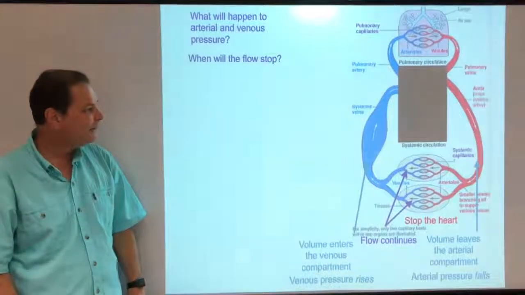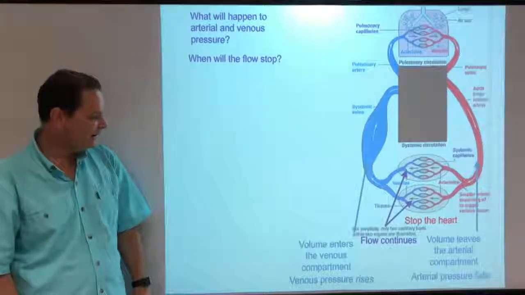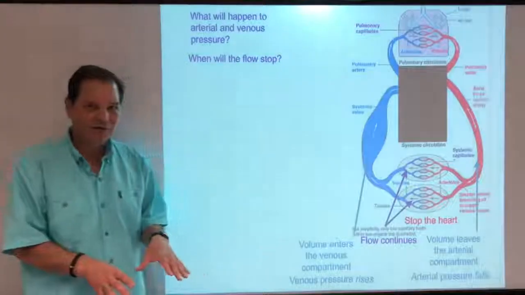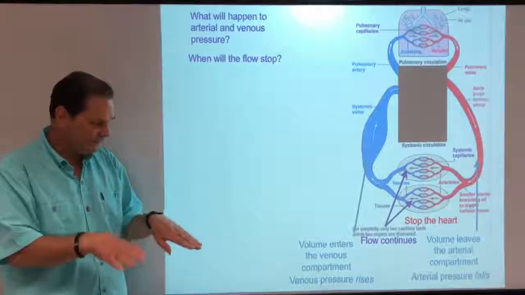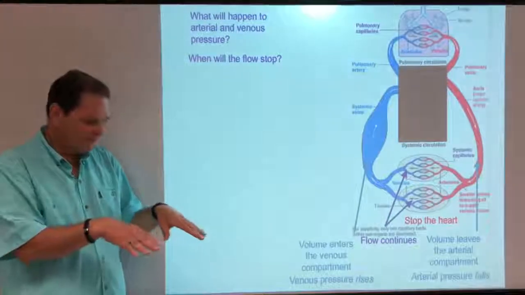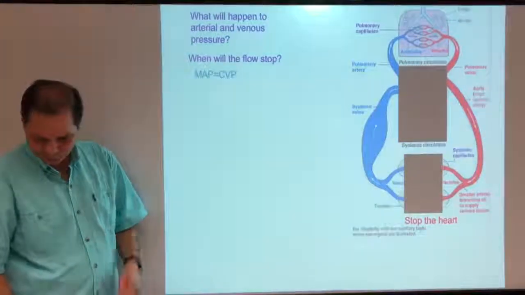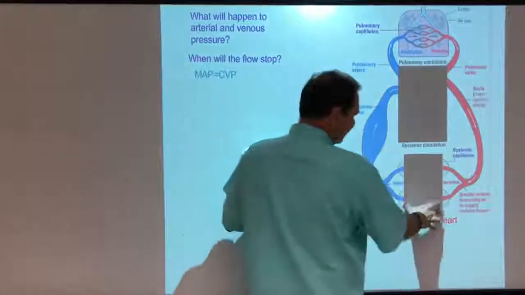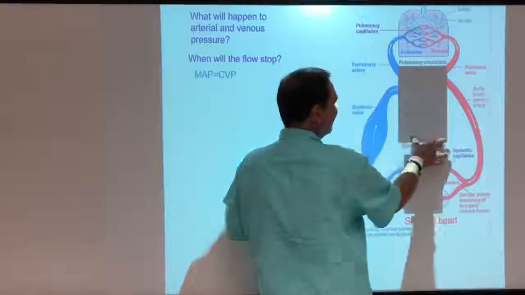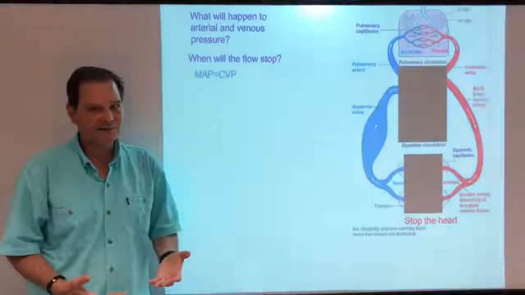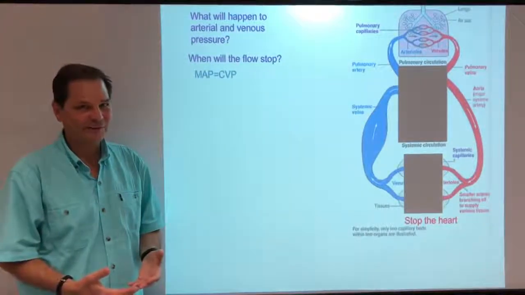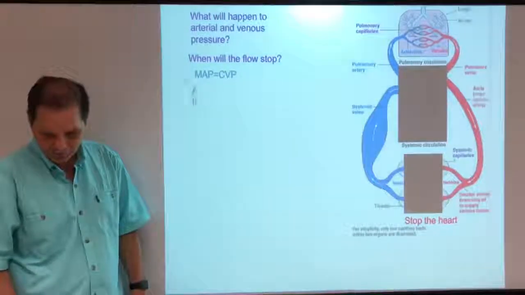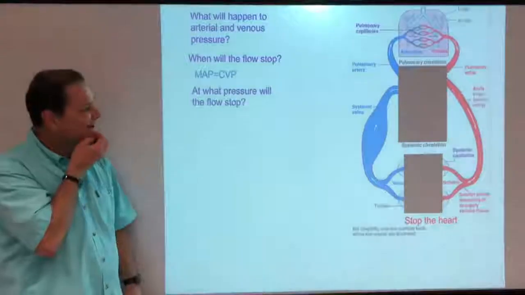When will flow stop? It will stop when those pressures become equal. When the venous pressure rises and the arterial pressure falls until they're the same. Okay? When they're the same, blood flow stops. Okay. All right, and at that point, blood flow through the system is zero, blood flow through the heart is zero, and we're at steady state again. It's not a very good steady state because there's no blood flowing, but everything comes to rest at that point.